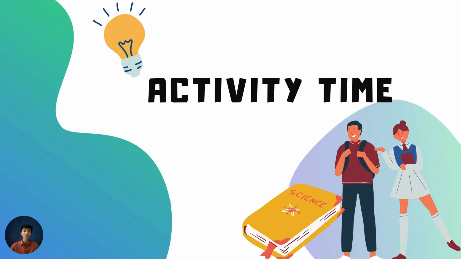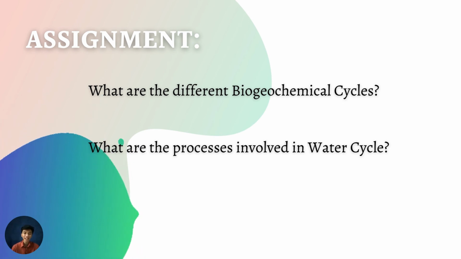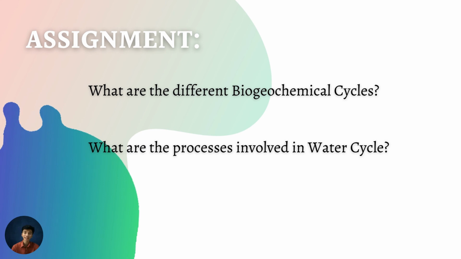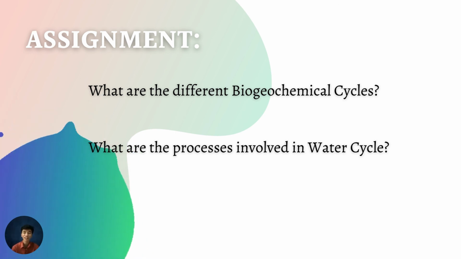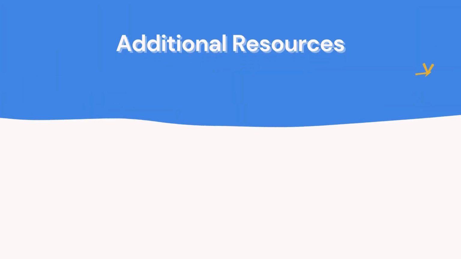Okay, class. Now that we are done with our lesson, you are now ready to answer your activity sheets in Science 8, Quarter 4, Week 5. And we have here our assignment. Take note of your assignment and answer the following questions. What are the different biogeochemical cycles? And what are the processes involved in the water cycle? Write it on your intermediate pad.